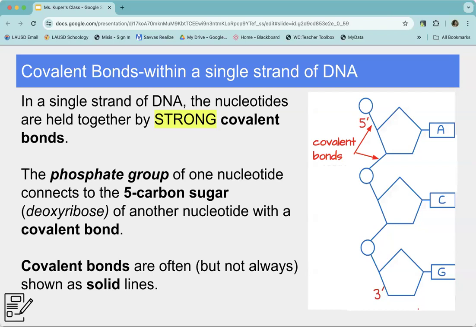And the way that 2 nucleotides are stuck together is that the phosphate group of one nucleotide connects to the 5-carbon sugar of another nucleotide with one of those strong covalent bonds. Now, when you see covalent bonds drawn out in a structure, like the one on the right, they are often represented with a solid line. On your closed notes, you have a little diagram. You can label the covalent bonds now.